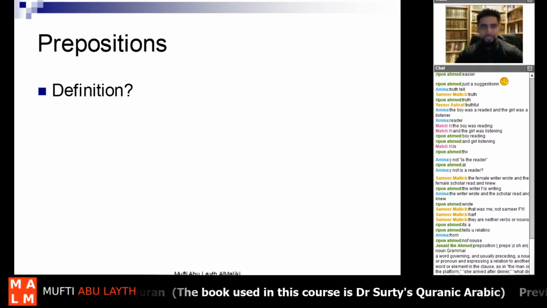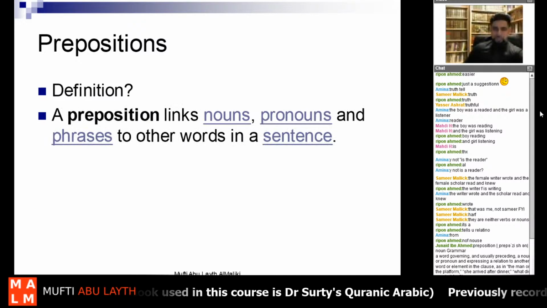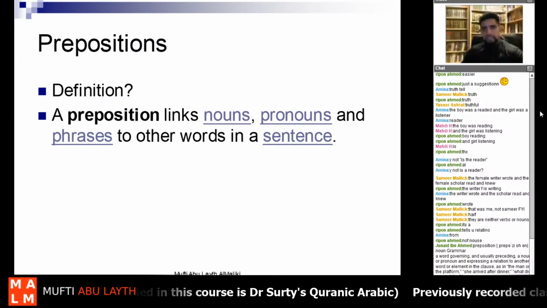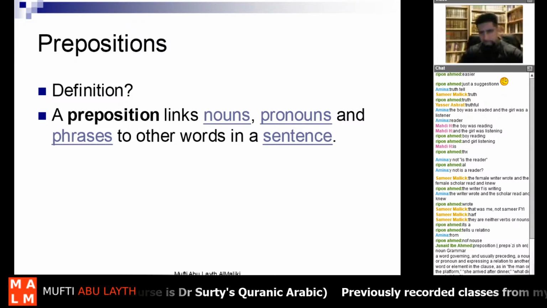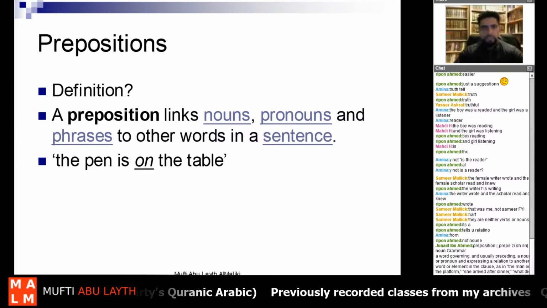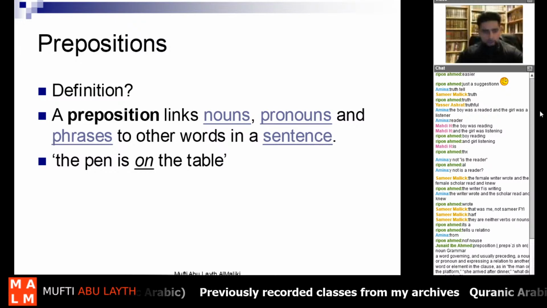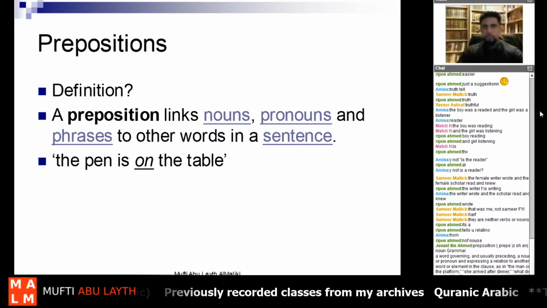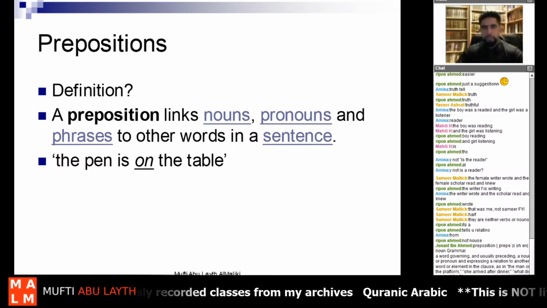Guys, a preposition links nouns, pronouns, and phrases to other words in a sentence. Okay? That's the main thing. That's what these things are. So as an example, the pen is on the table. On, from, to, in, with, all of these are prepositions.